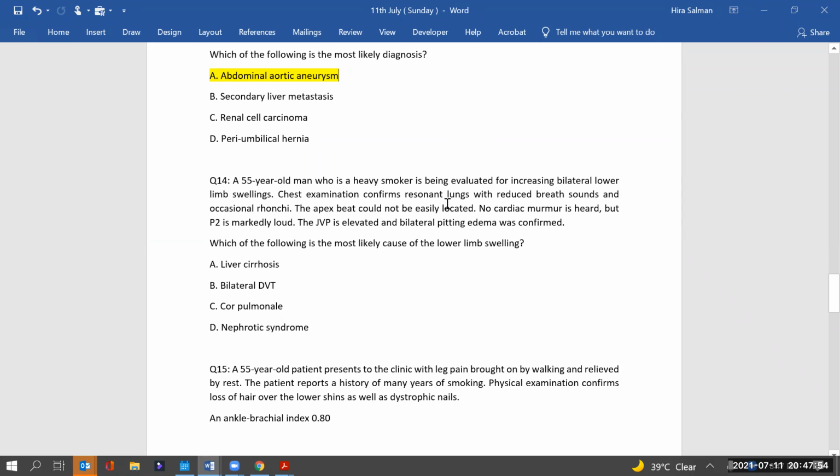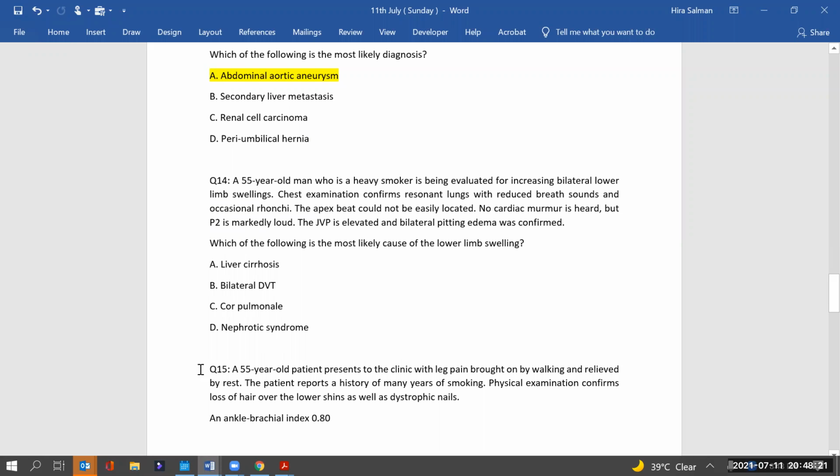Chest examination confirms resonant lungs with reduced breath sounds and occasional bronchi. The apex beat could not be easily located. No cardiac murmur is heard, but P2 is markedly loud. The JVP is elevated and there is bilateral pitting edema. Whenever there is bilateral pitting edema and JVP is raised, always think of right side heart dysfunction. Always think of pulmonary hypertension.